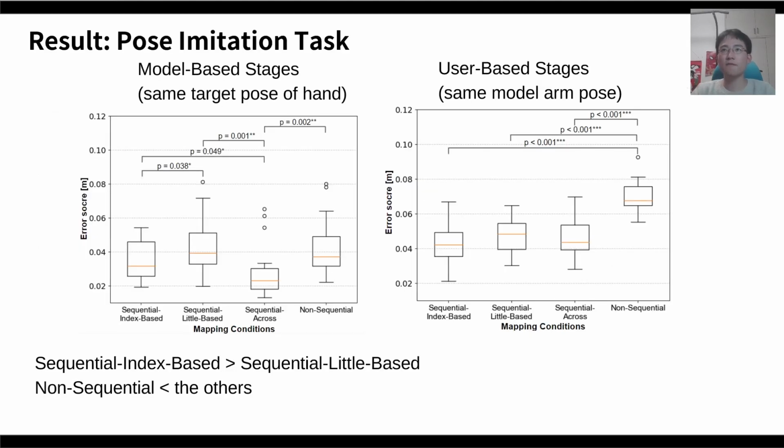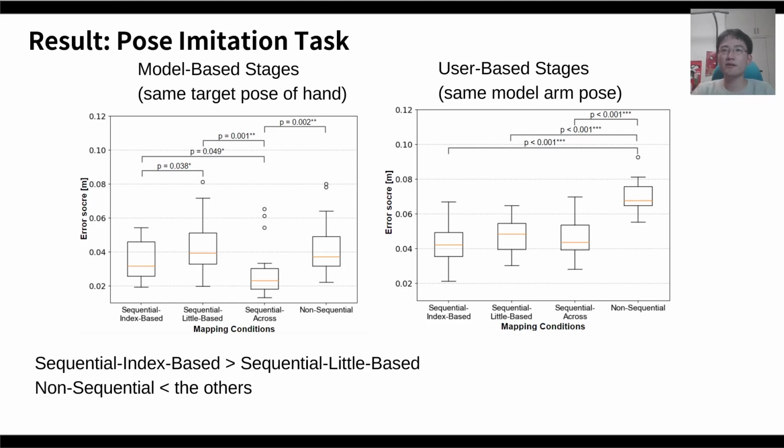In the post-imitation task, participants performed more accurately in the sequential index-based condition than in the sequential reader-based condition, with performance declining in the non-sequential condition. In the model-based stages, the sequential index-based condition outperformed the sequential reader-based condition due to its intuitiveness. Participants naturally understood the correspondence between the index finger and the base of the arm, using its proximity to the center of the body as a cue, which facilitated smoother movements. The sequential across condition performed better than the other conditions, but this advantage was attributed to the easier target achievement of the modeled arms rather than better control.